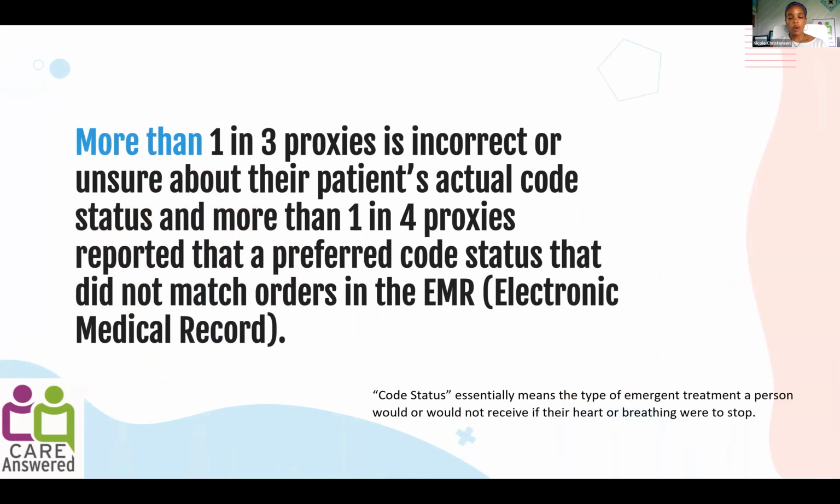So now that we know only about 30% of us have one, more than 1 in 3 proxies is incorrect or unsure about their patient's actual code status. That means basically, they're unsure about what they would want if their heart stopped or they stopped breathing. And then more than 1 in 4 proxies reported a preferred code status that did not match the orders in the electronic medical record.